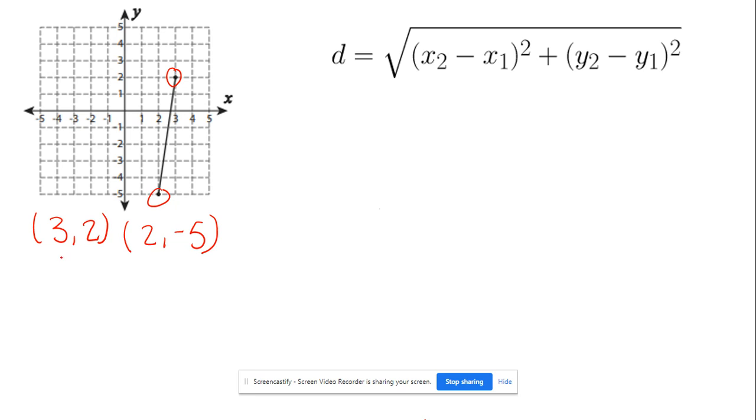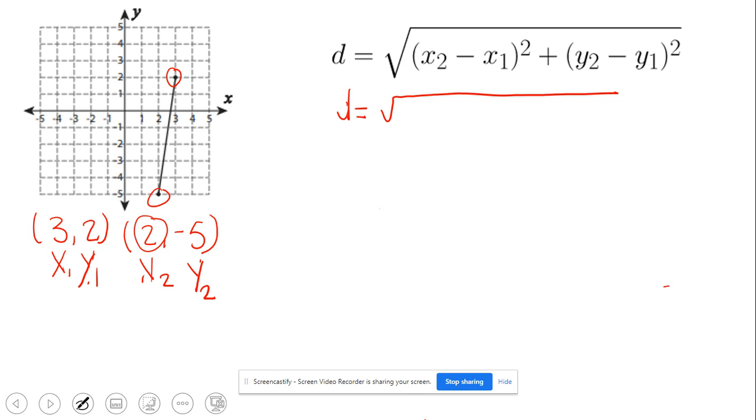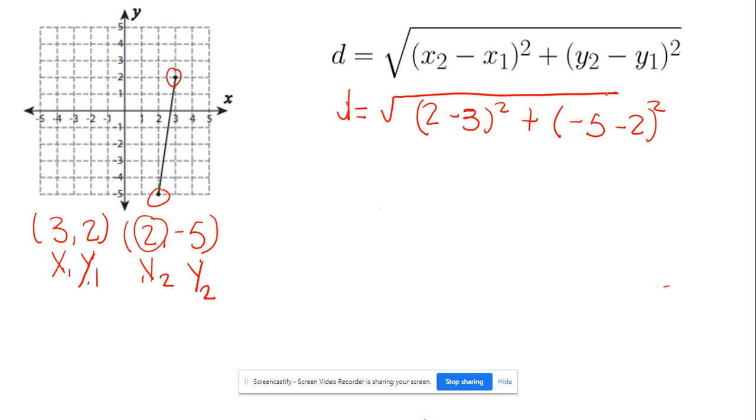Remember, our step 1 is telling us to label. So x1, y1, x2, and y2. There we go. And then it tells us to plug it into the formula. So distance equals the square root. x2 is right here. It's 2 minus 3 squared plus y2 is negative 5 minus 2 squared.